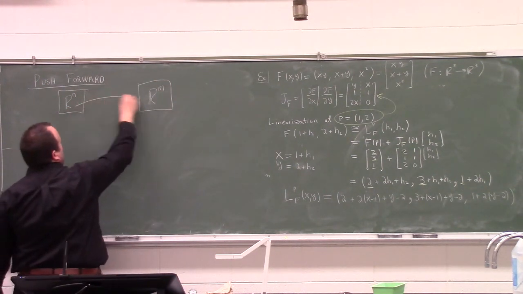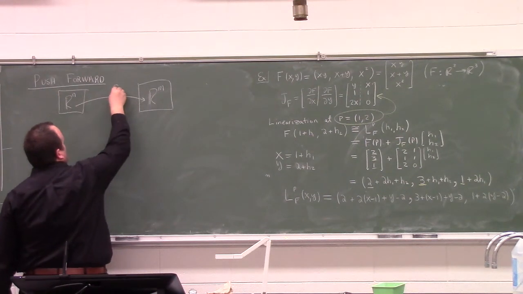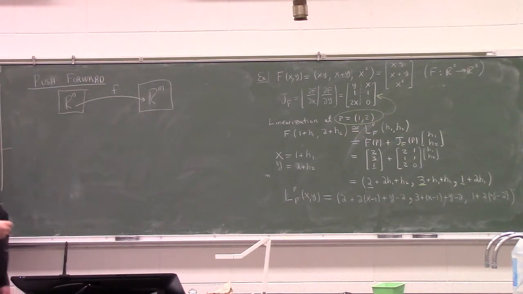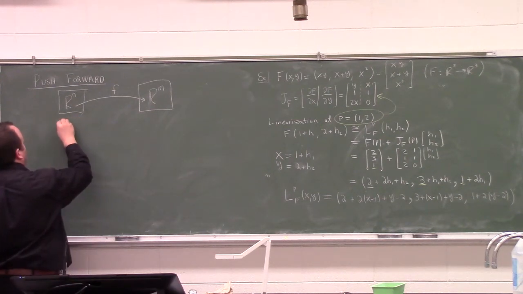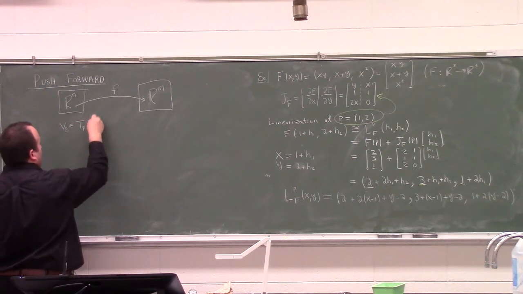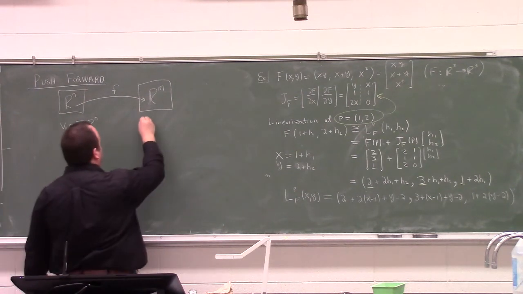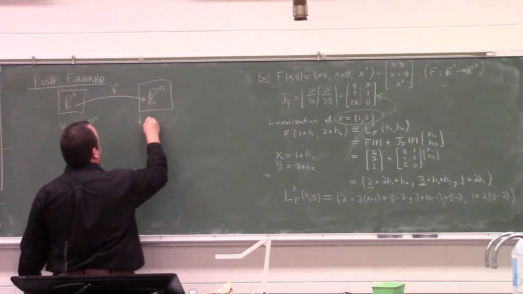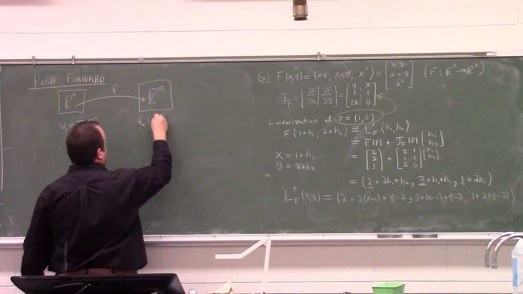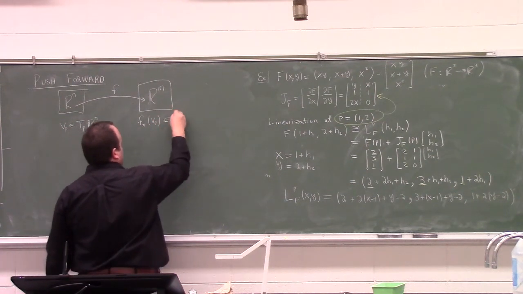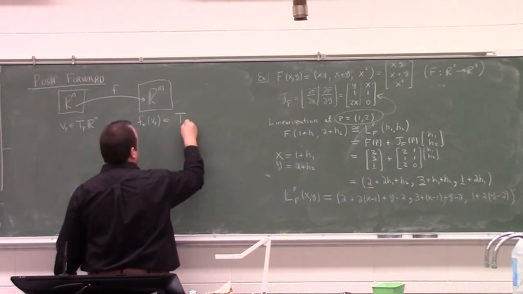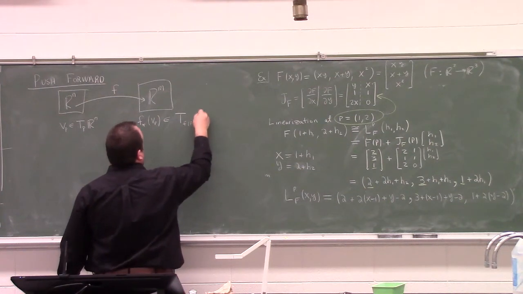We have a function that goes from here to here called f. So the reason it's called a push forward is if you take a vector over here, Vp, an element of, say, the tangent space at P to Rn, then the push forward of Vp should be an element of the tangent space at f of P of Rm.